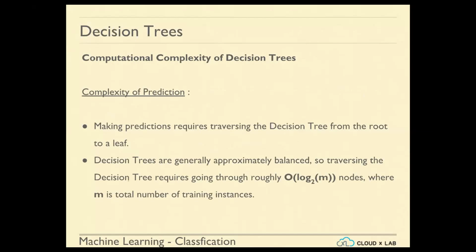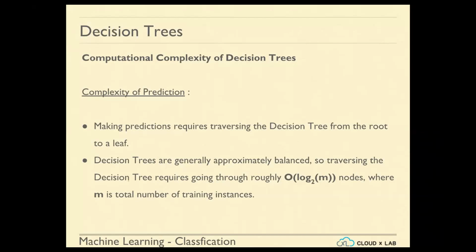Now, the complexity of prediction is something that let's discuss. Making predictions requires traversing the tree from the root node to the leaf. These trees are generally balanced, as in the tree is having equal kind of nodes on the left and right side. So traversing a decision tree requires going through roughly log m nodes, where m is the number of training instances.